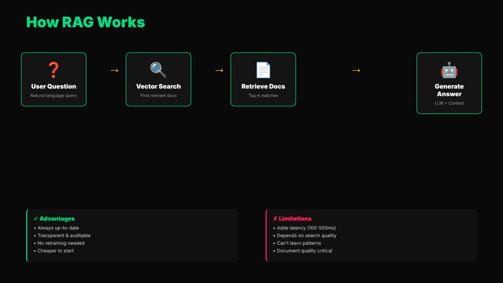The limitations: RAG depends on the quality of your search. If your documents are poorly organized or incomplete, the AI will give poor answers. It also adds latency. Searching takes time, and it can't learn patterns or styles from your data. It can only retrieve and synthesize.